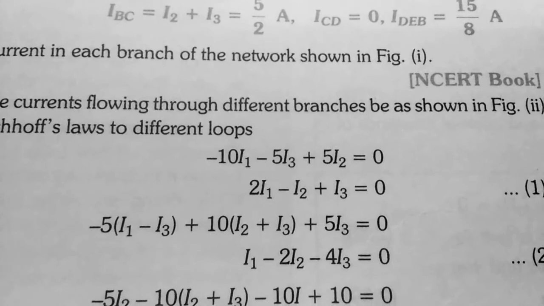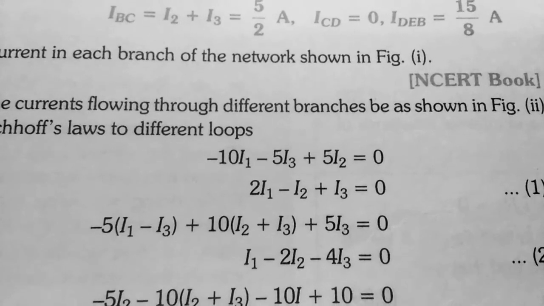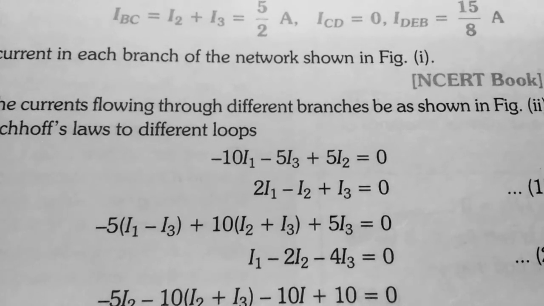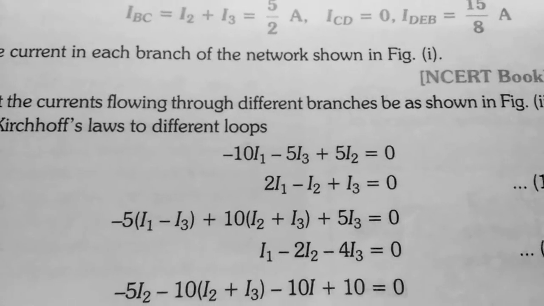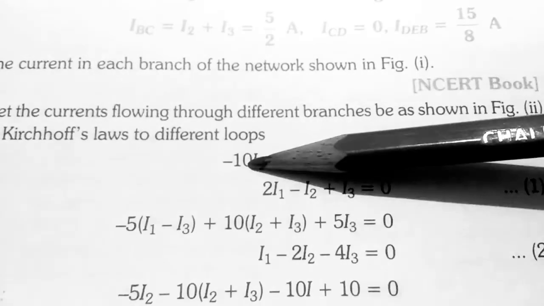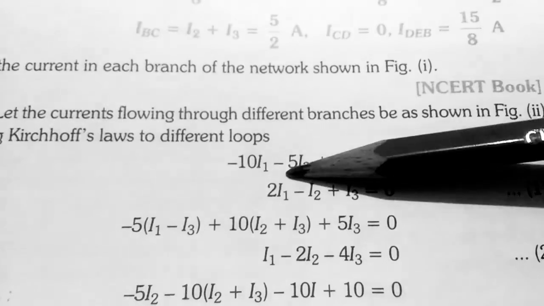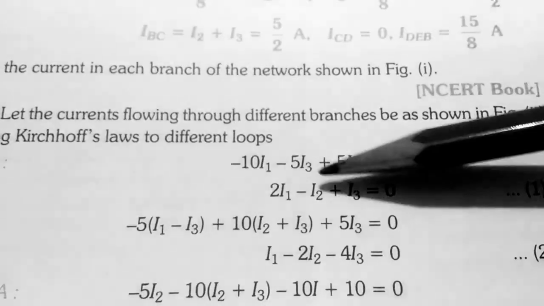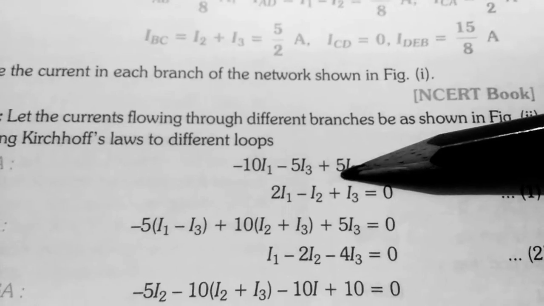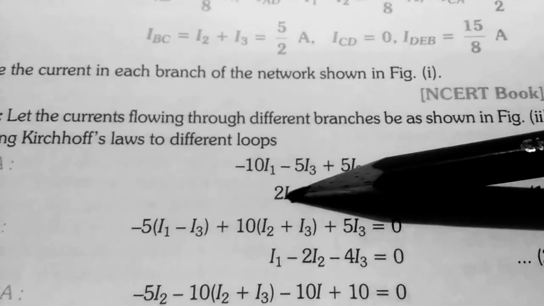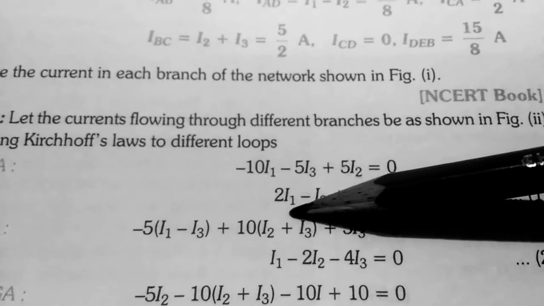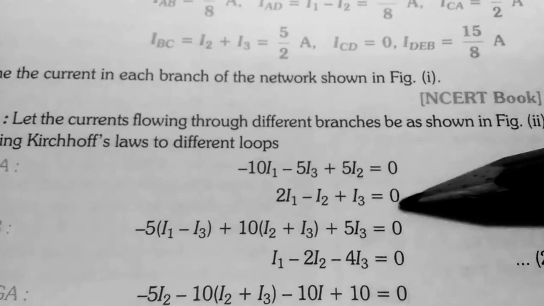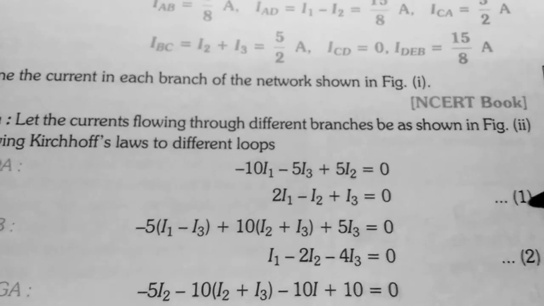When we divide the equation by 5, we have 2 I1 minus I2 plus I3. So here what we have done, because 10 is larger than 5, we have changed the signs here and made I1 and I3 positive and I2 negative. So here you can see, and rearrange that in order of I1, I2, I3. So we will get this equation. Give this equation as equation number 1.